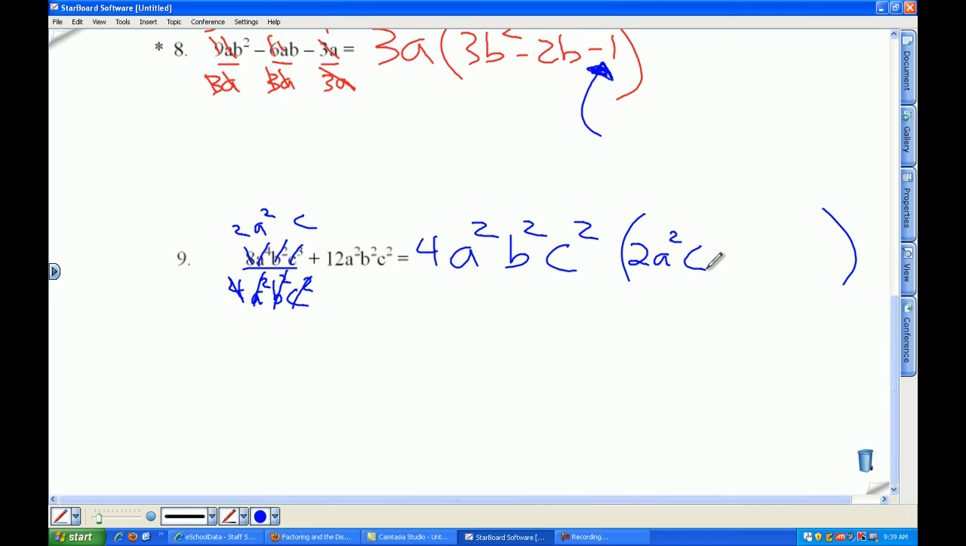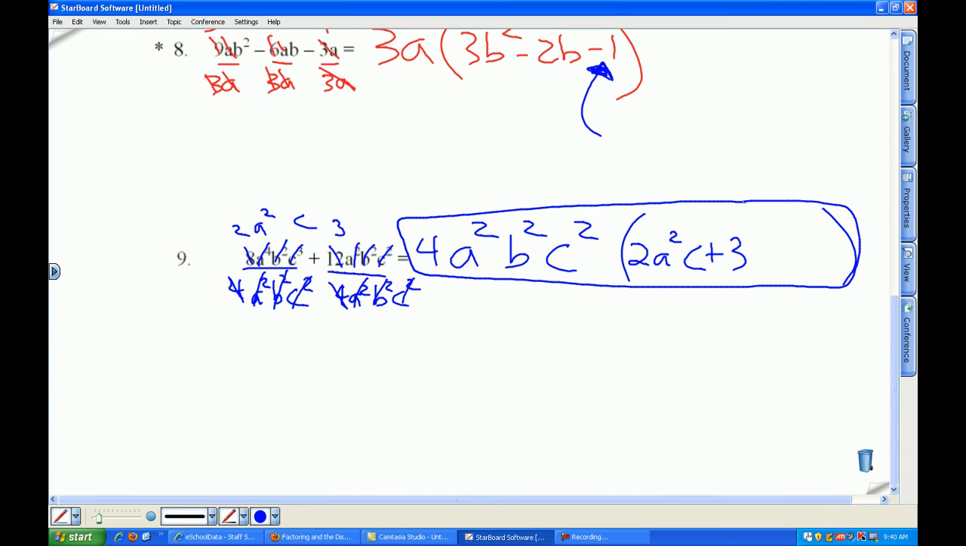Alright, the second term here, we'll divide that by 4 A squared B squared C squared. 4 goes into 12 3 times, so we'll have our 3 come over here. A squared divided by A squared is 1, B squared divided by B squared is 1, C squared divided by C squared is 1. So 3 times 1 times 1 times 1 is just 3. So our final answer here, 4A squared B squared C squared times the quantity 2A squared C plus 3.